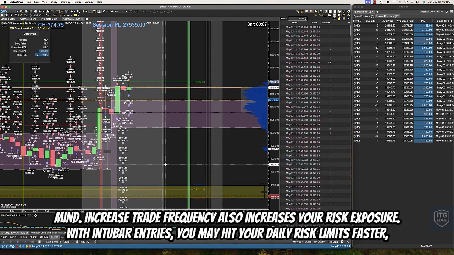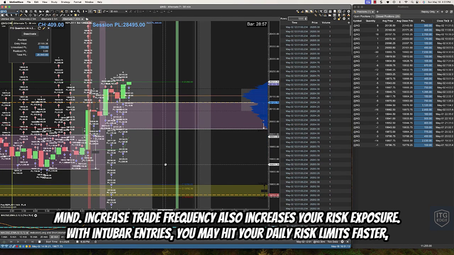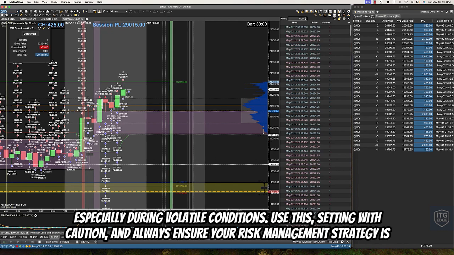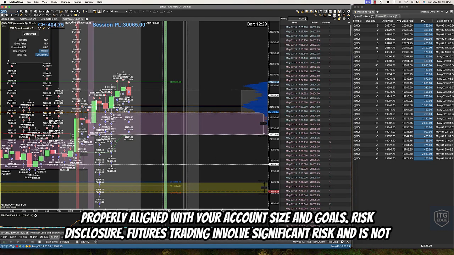But keep this in mind. Increased trade frequency also increases your risk exposure. With intrabar entries, you may hit your daily risk limits faster, especially during volatile conditions. Use this setting with caution and always ensure your risk management strategy is properly aligned with your account size and goals.